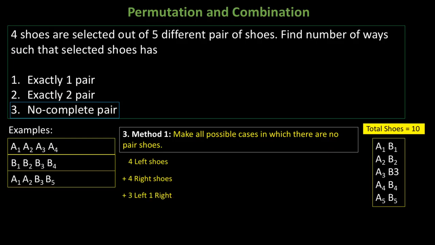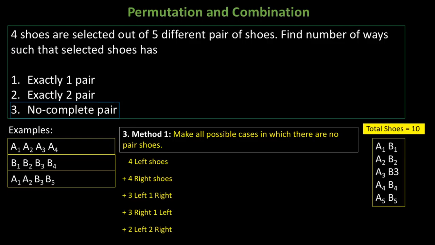Another case could be 3 left and 1 right. Just make sure that that 1 right is not from a completely different pair. It should not coincide with one of the left shoes that we have already selected. So that has to be kept in mind. Similarly, 3 right and 1 left. And then there is a case where we have 2 left and 2 right. Again, make sure that there is no shoe from the same pair.